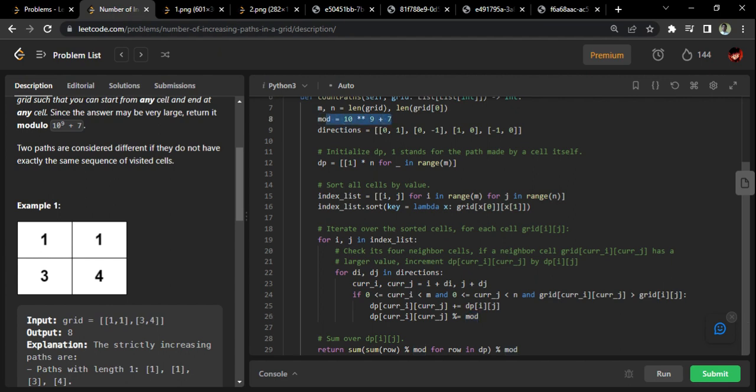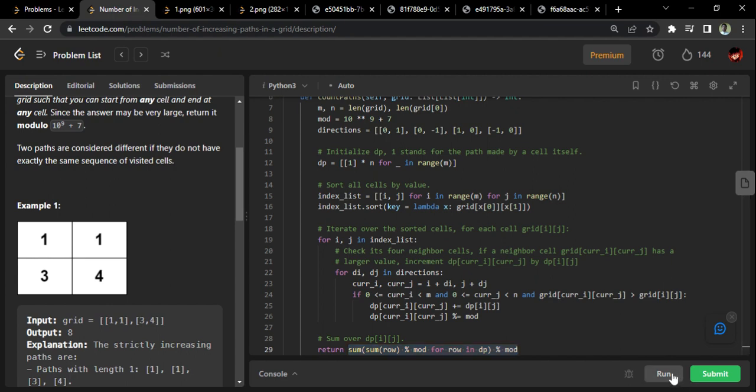And finally, we'll take the sums row-wise. We'll take the sum of the whole row, then do a modulo, and like this we'll do it for all the rows. Finally, when we take the sum of all these rows, we'll again do a modulo. We'll take the sum of the first row, do a modulo, take the sum of the second row, do a modulo, take the sum of the third row, do a modulo. Then the sums will be added, we again take a modulo finally, and that answer will be returned.